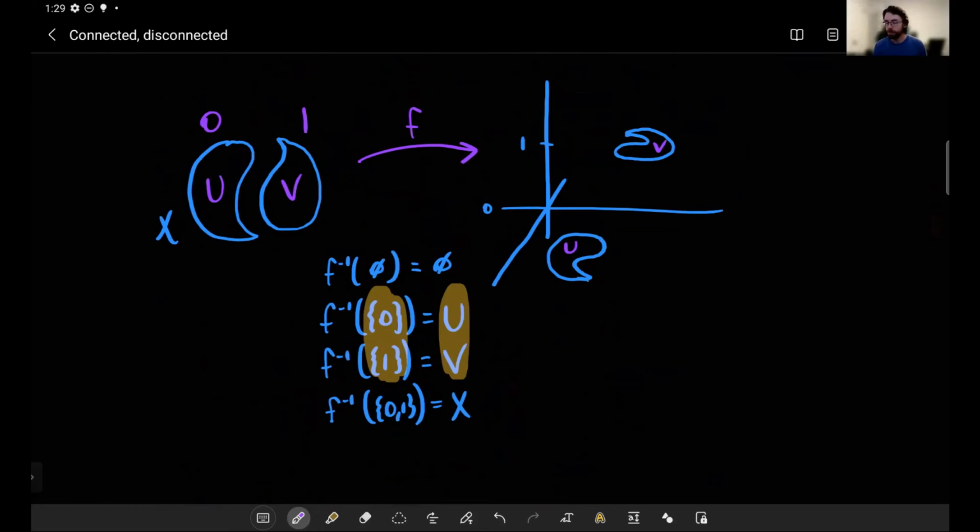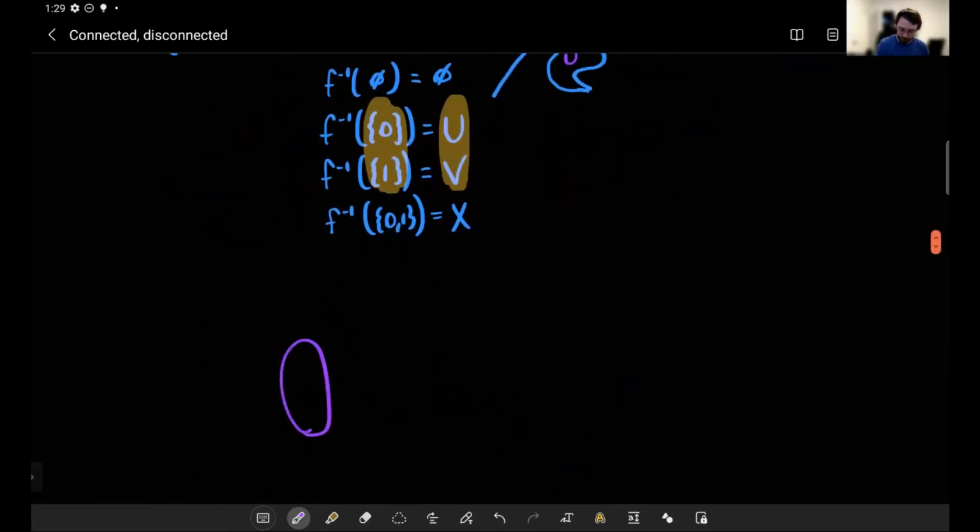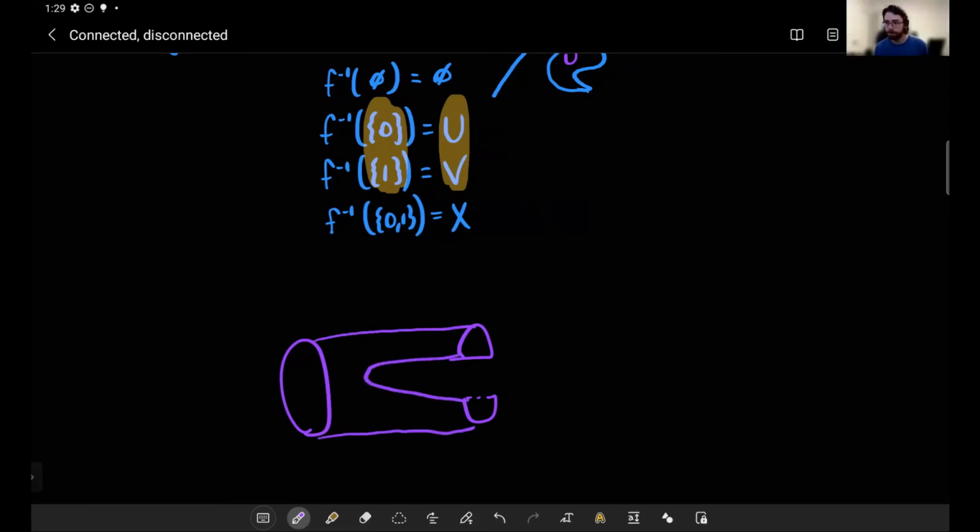If one space is connected and the other is disconnected, they can't be homeomorphic, because how do you get from a connected space to a disconnected space? Imagine the continuous transformation you'd have to make. Eventually, you're going to have to split this pair of pants in half, and tearing is not allowed by continuous maps. So certainly not allowed by homeomorphisms.